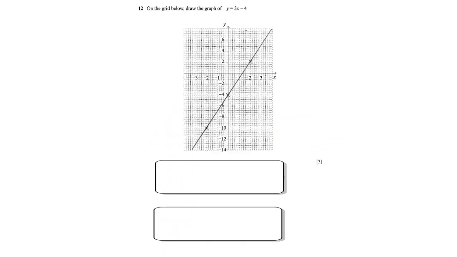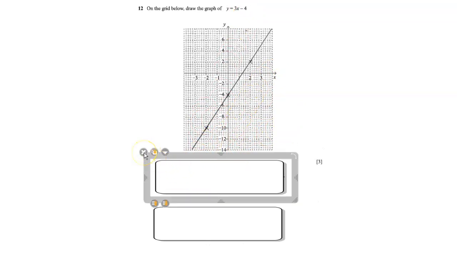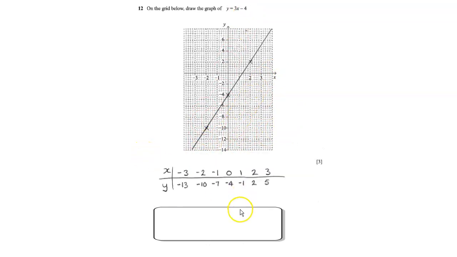So question 12 is drawing a straight line. You can see I've already drawn it here, but to get it like this, we have to go through a certain process. So on the grid below, draw the graph of y equals 3x take away 4. Now we're not given a table for this to plot points. So we have to draw a table of values for this. So we've taken minus 3 all the way to 3 on the x-axis and put it here.